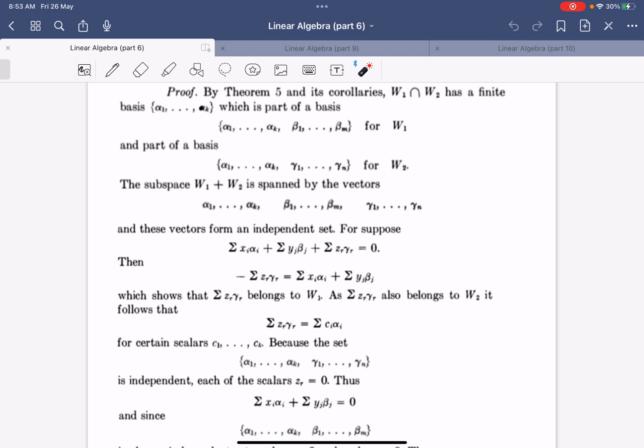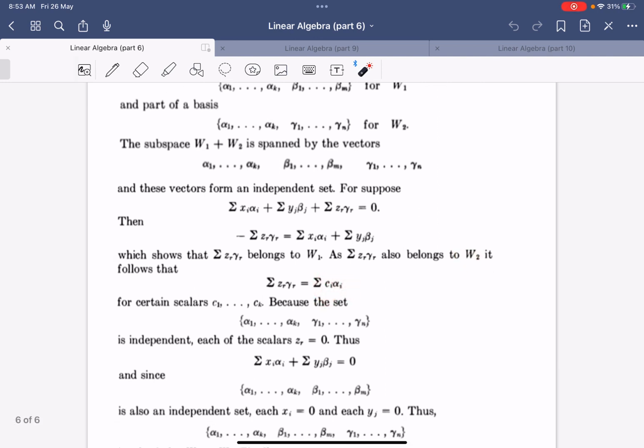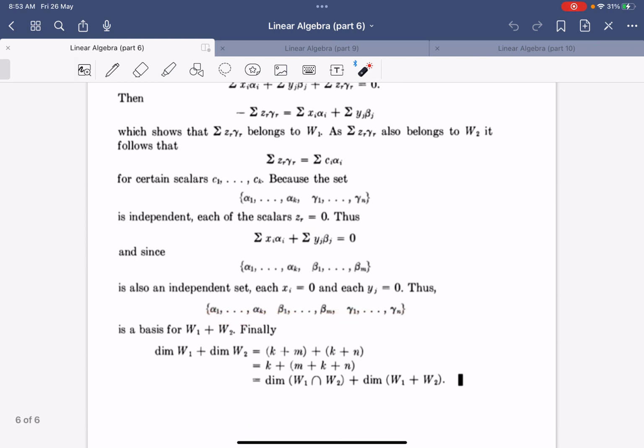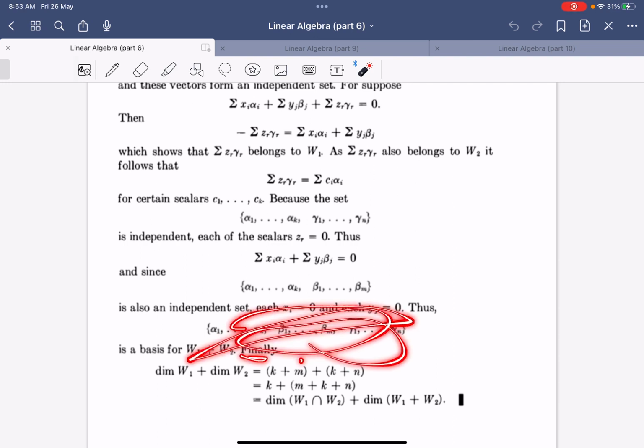And this shows that the sum of these gammas belongs to W1, and because they also belong to W2, it must follow that it can equal some combination of alphas. And because this is independent, then the scalars must equal 0. And so you can reduce it and show again that the whole set is linearly independent, forming a basis for W1 plus W2.